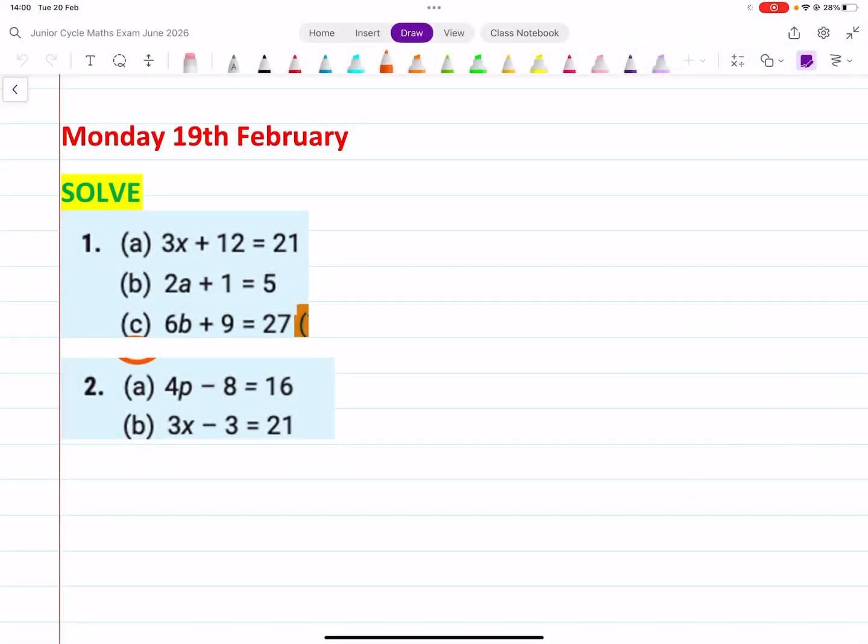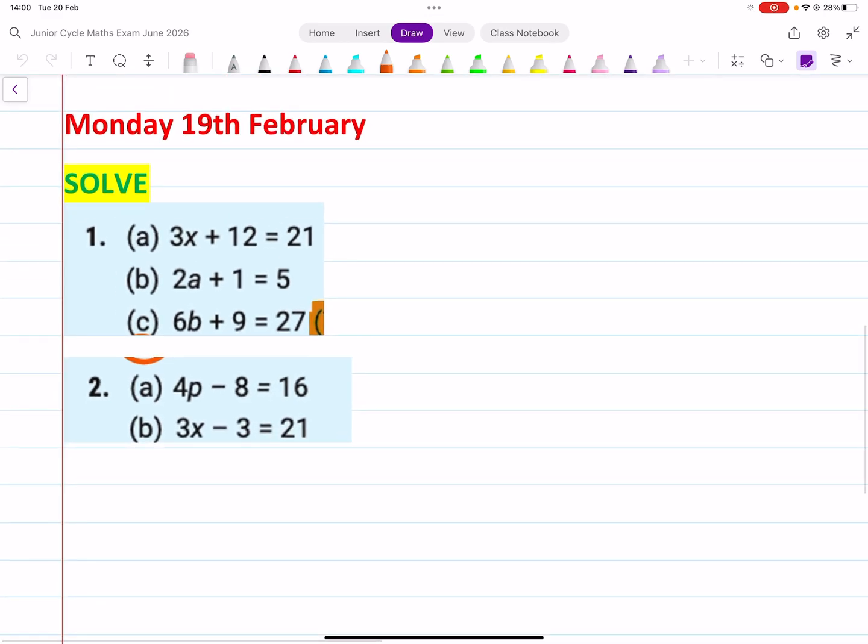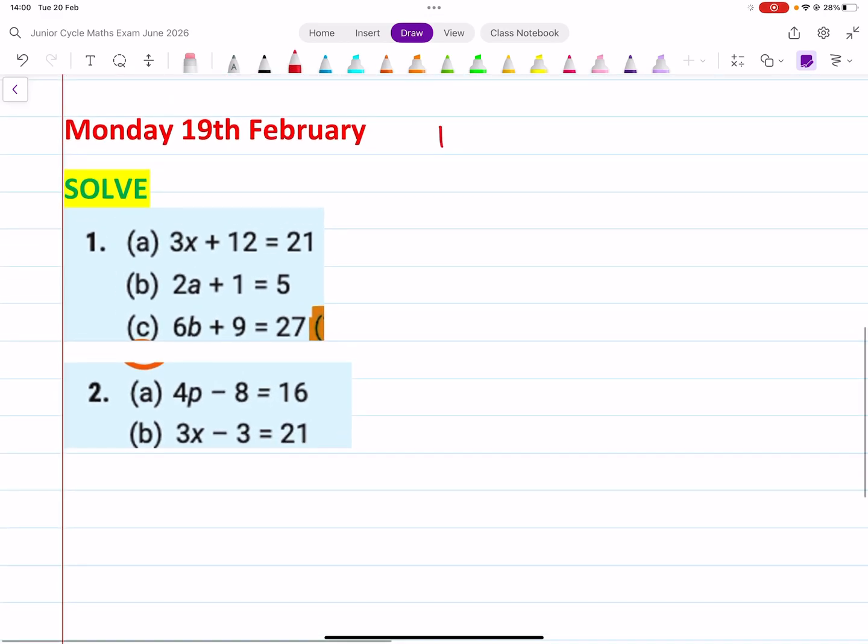Okay, so I'm going to go through the solutions to yesterday's work. So please make sure you have a red or green pen in your hand and you're correcting these.